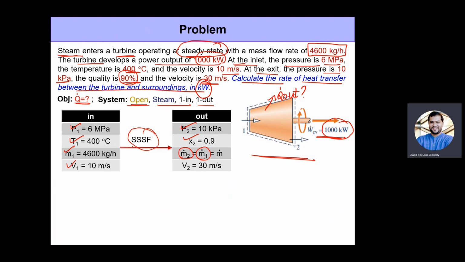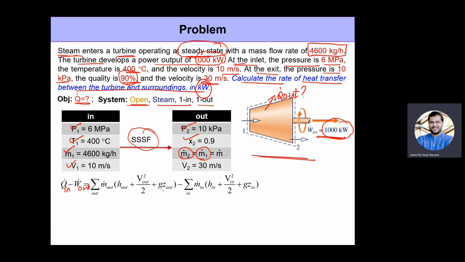Okay, so now the way to solve this is actually very simple. All we need to do is to apply the energy balance. All right, and this is the general energy balance here. Qin minus work out is equal to summation of m out times the relevant energy minus m in times the relevant energy.